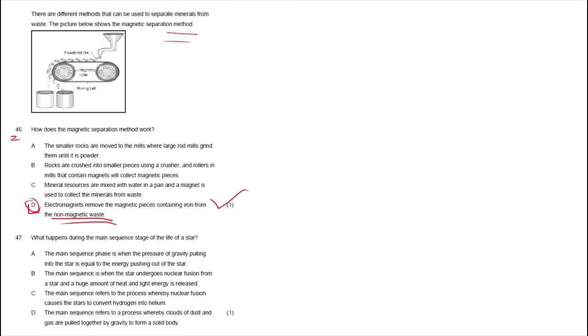And then next, we will move to our next question, which is question 47. So question 47 says, what happens during the main sequence stage of the life of a star, right? So we know that the main sequence is equal to the stable balance of forces. So the correct answer will be A, which says that the main sequence phase is when the pressure of gravity pulling into the star is equal to the energy pulling out of the star.